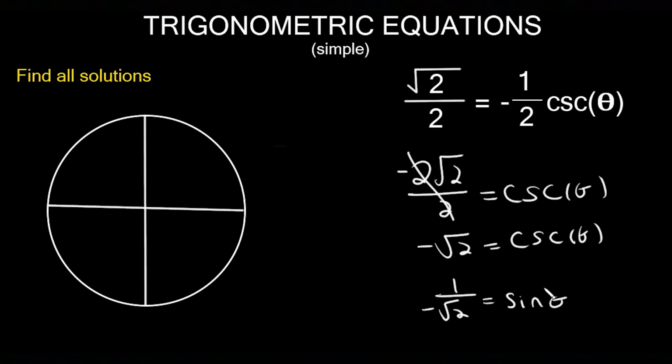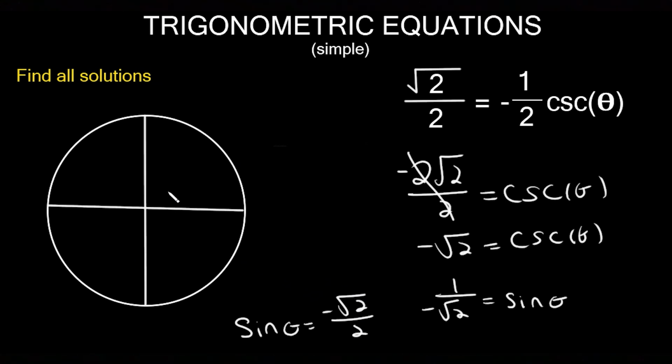From here, we want to rationalize the denominator, meaning we're going to multiply both the top and the bottom by the square root of 2. When you do that, you end up with sine theta is equal to negative square root of 2 all over 2. Okay? So now you have to ask yourself, when will sine be negative? Well, that's going to be the third and fourth quadrant. And then, when will you have these values? The negative square root of 2 all over 2.